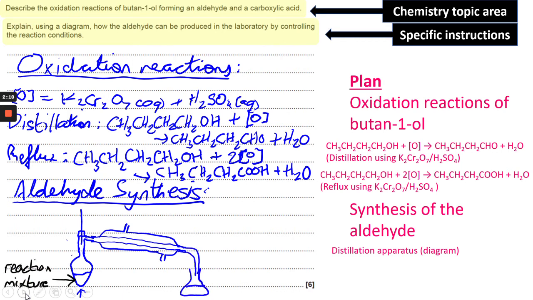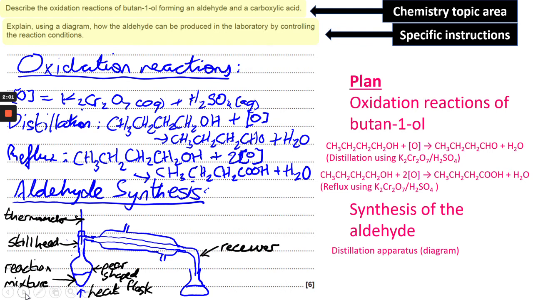Now we can start labeling it up. Our reaction mixture obviously being our butan-1-ol and the oxidizing agent. We've stated what that is already further up the page, so you don't need to say it again. We state that we've got a pear-shaped flask. Obviously the little blue arrow at the bottom is the heat, and the thermometer, still head and receiver, can be labelled as well. And it's important to say which end the water comes in so that you understand how to set this up, or you can show the person checking your answer that you understand how to set this up.